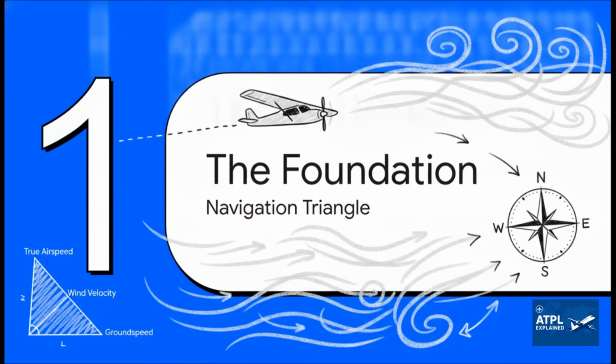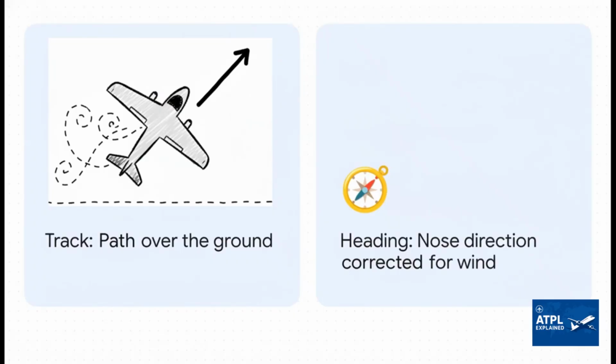Okay, Section 1, the foundation, the navigation triangle. Before we even think about crunching numbers, we really need to understand the fundamental forces acting on our aircraft. Visualizing the wind's effect is the bedrock of all flight planning. Let's clear up the biggest source of confusion right out of the gate: track versus heading. Track is your actual physical path over the ground.